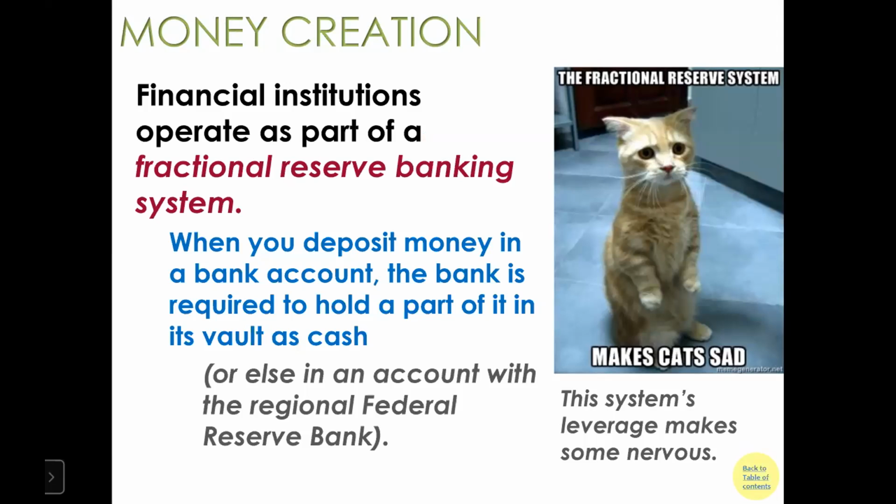Financial institutions operate as part of a fractional reserve banking system. So when you deposit money, the bank is required to hold part of it in its vault as cash. Like in the example I just showed, Silas deposited $1,000, and the bank only left aside $100. The reason is that if the bank put all the money from the savers in its vault, it would not make any profit.